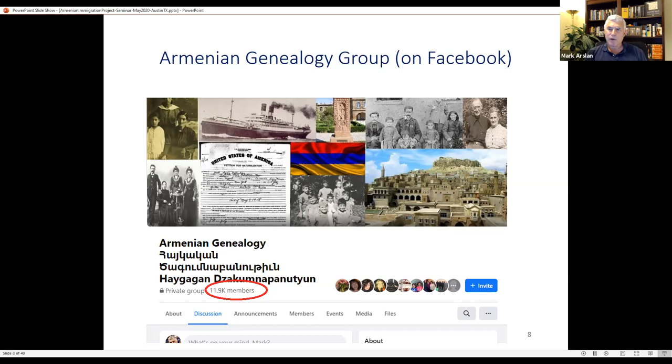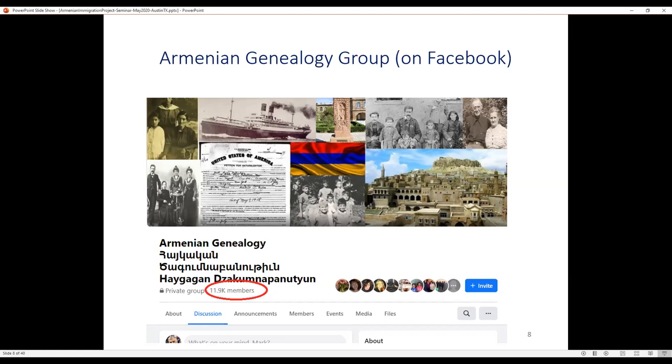I'm assuming a lot of you are probably already in this group, but if not, I highly recommend that you join, because there are a lot of people in the group that have expertise in various areas. These people are from all over the world, and they're very helpful if you're trying to find out more about your own family. So I'm going to pause now and just ask if there are any questions before I move on to the next part of the presentation.